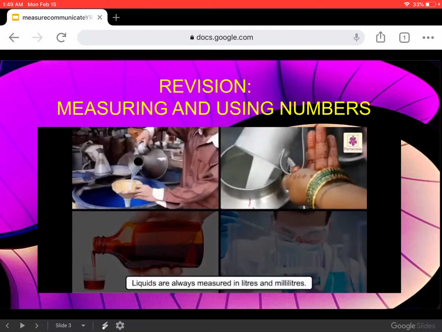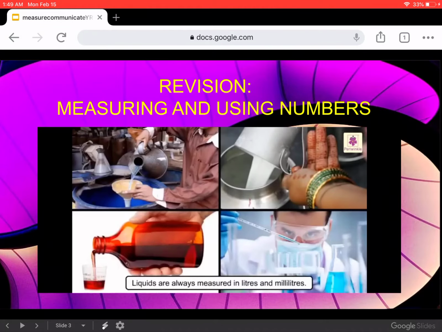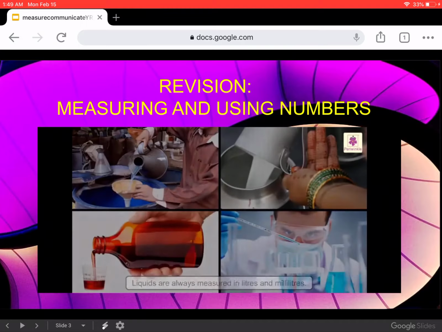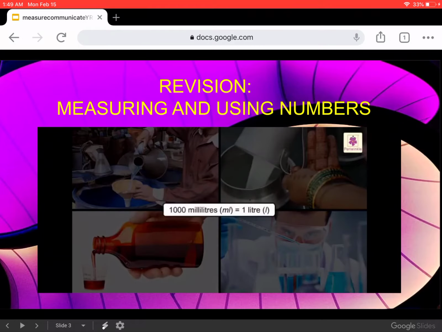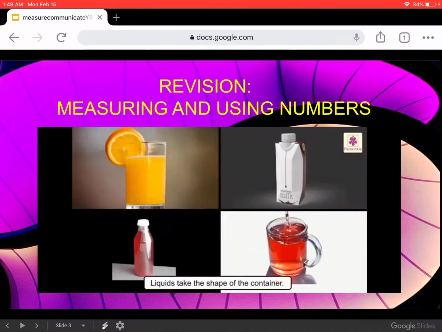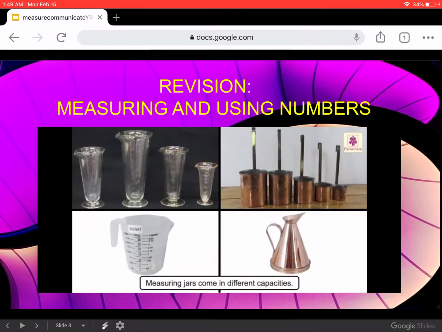Liquids are always measured in liters and milliliters. So let's learn about liquids. 1000 milliliters is equal to 1 liter. As liquids take the shape of the container, it is the capacity of the container which determines how much liquid it can hold. Measuring jars come in different capacities.